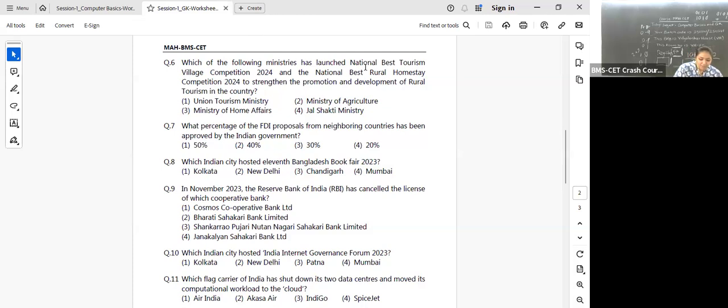Okay, next one. What percentage of FDI proposals from neighboring countries have been approved by the Indian government? Do you know? Foreign direct investments? 40.